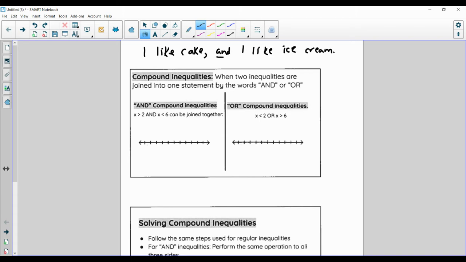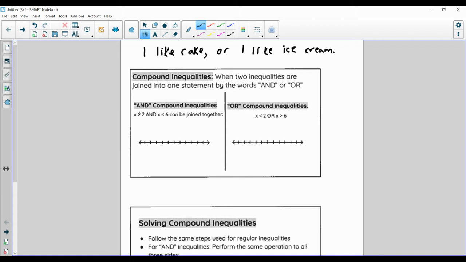And in this case, because it's the word and, that means both have to be true. I like cake and I like ice cream. If you use the word or, one could be true or the other could be true. So if I said I like cake or I like ice cream, I don't necessarily have to be liking both. So a compound inequality is very similar to a compound sentence. And compound inequalities can be joined together.